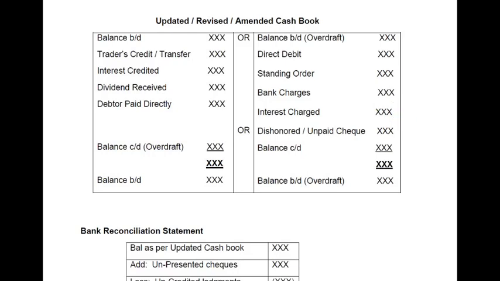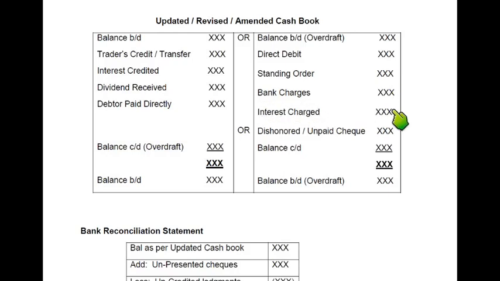Bank charges. The bank gives us many types of services, such as a checkbook, debit card, credit card and demand draft. The bank does not give these services in good faith, or maybe for our prayers. The bank gives us these to earn money, and the bank earns money in the form of charges. So bank charges are always deducted from our cash book.